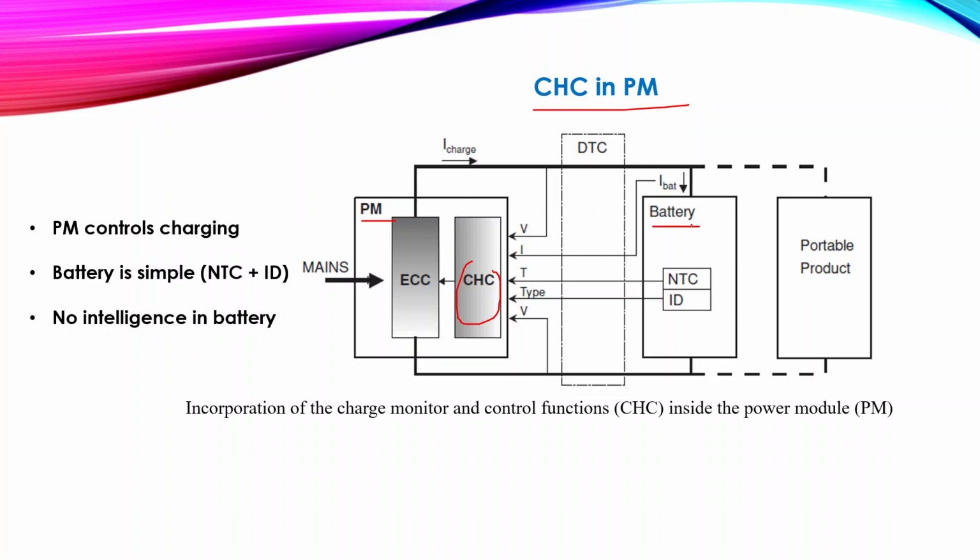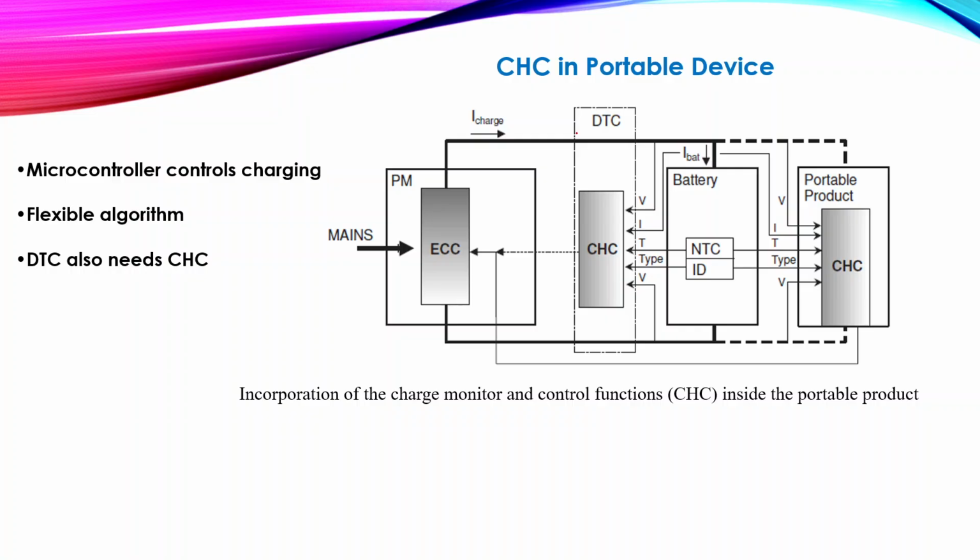The battery is simple and contains minimal electronics. Now coming to the second category, CHC in the portable device. Here you can see the portable device controls the charging using its microcontroller. This offers flexibility but requires intelligence in the desktop charger as well. DTC is nothing but the desktop charger. CHC in the portable device requires an additional DTC.